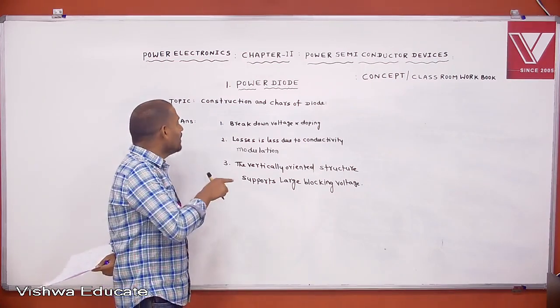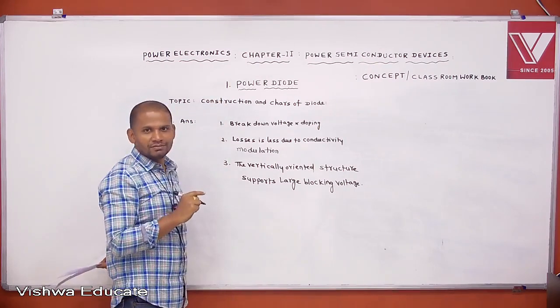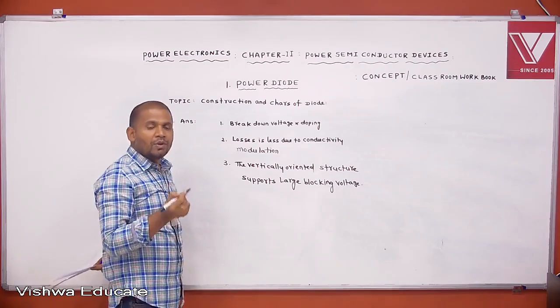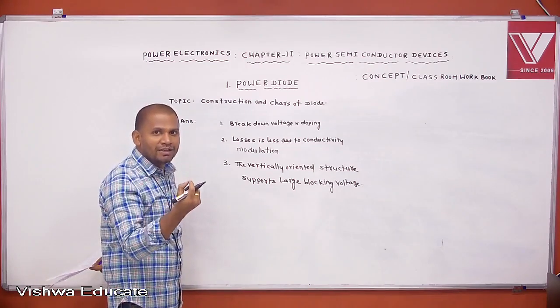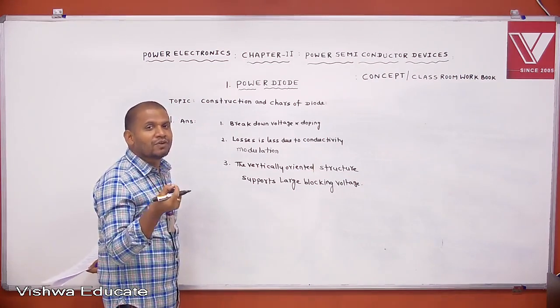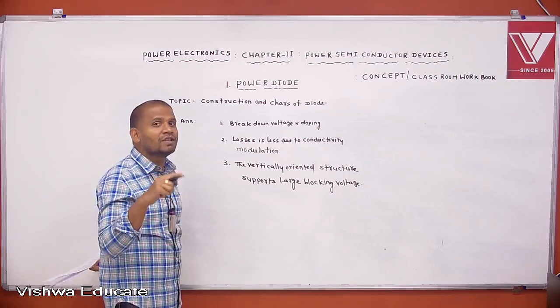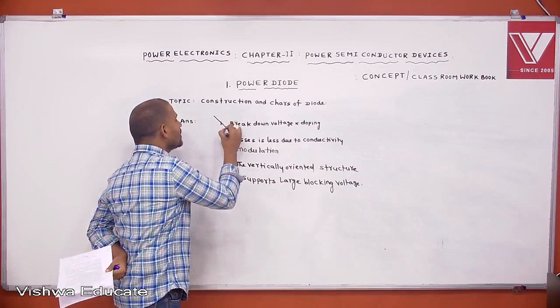Understood? But here what is given? If the doping increases, breakdown voltage also increases. Wrong statement. If the doping increases, the width of the layer reduces. If the width of the layer reduces, does it mean high blocking voltage or less blocking voltage? Less. That's why doping concentration is inversely proportional to the breakdown voltage. But it is given proportional. That's why it is a wrong statement.